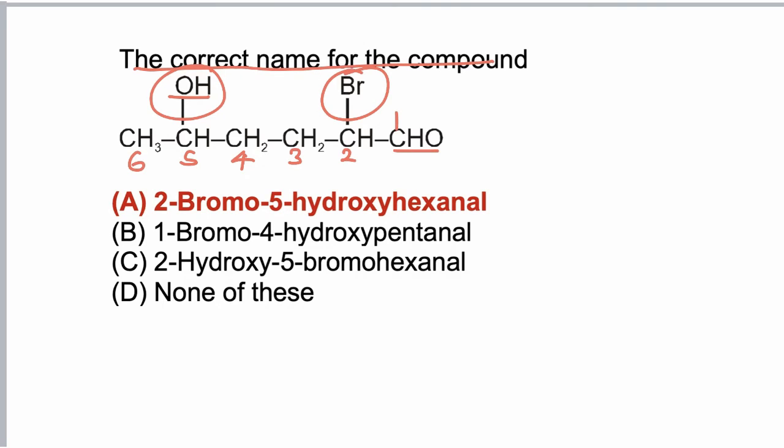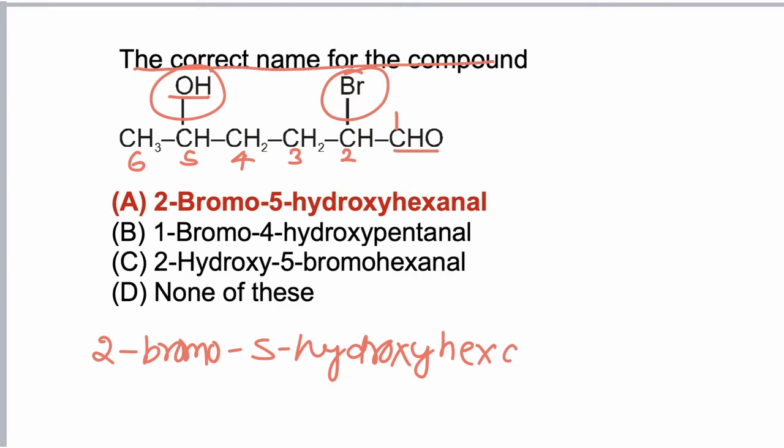So name of molecule is 2-bromo, 5-hydroxy. Now total 6 carbon atoms are present in main chain, hence hexane, and for aldehyde suffix "al" is used, so hexanal, and hence correct answer is A.